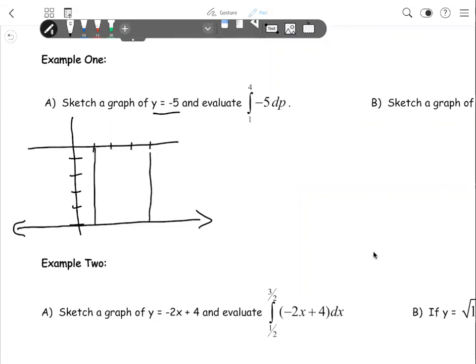And so you will remember when we are evaluating the integral, we are finding the area under the curve. And when I say the area under the curve, I mean the area between the x-axis and the function. So this integral makes a rectangle. It has a width of 3 and a height of -5. It's negative because it is below the x-axis. And so the area of a rectangle is length times width. And so the value of this integral would be 3 times -5, which is -15.